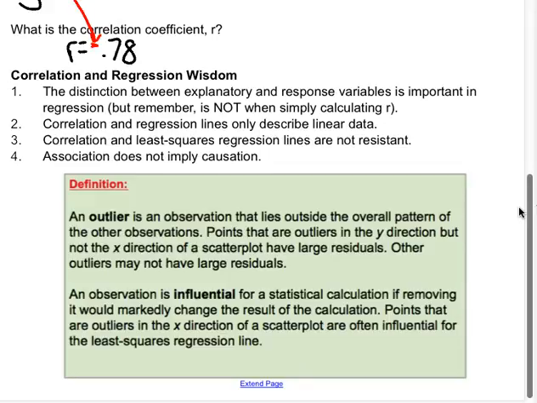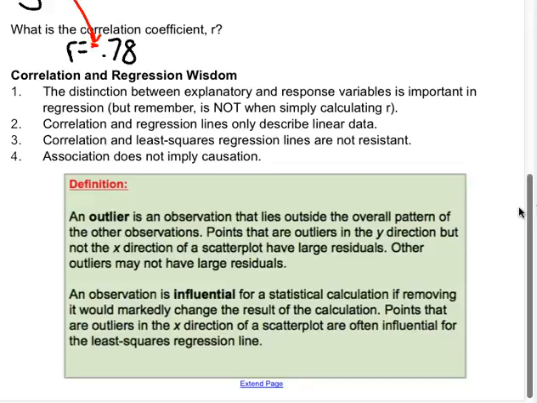Correlation and the least squares regression line are not resistant. Both are heavily impacted by outliers. And association does not imply causation. Okay, so just because we can model that there is an association between the two does not mean that one is causing the other. That we have to do experimentation, and that's going to be coming later in the course, more in second semester.